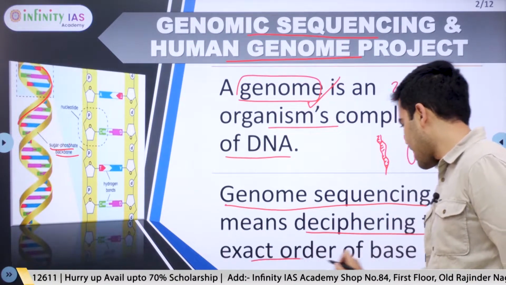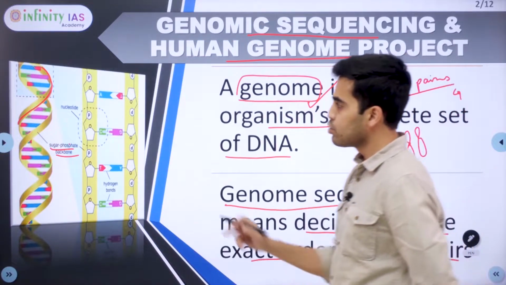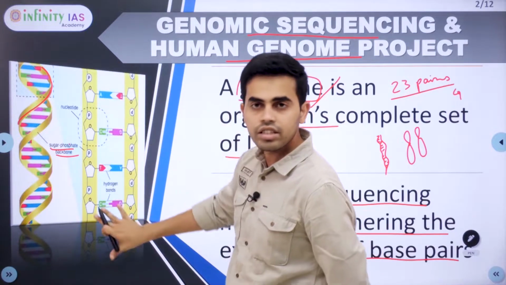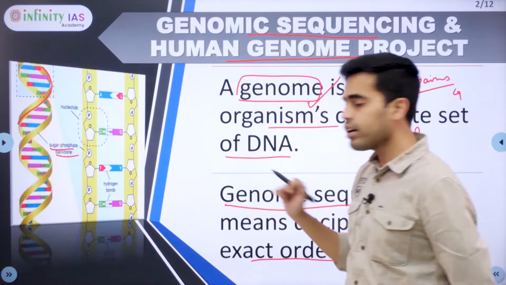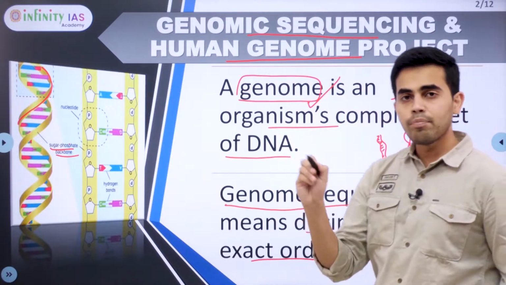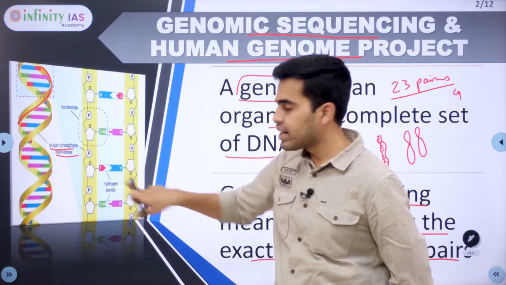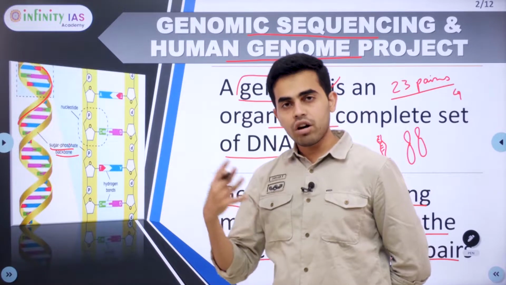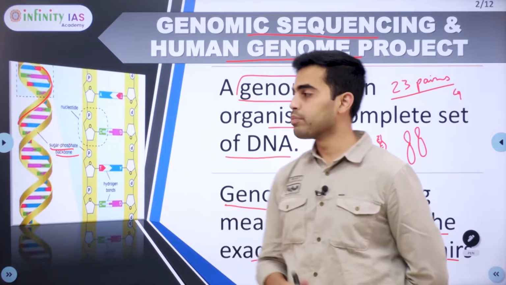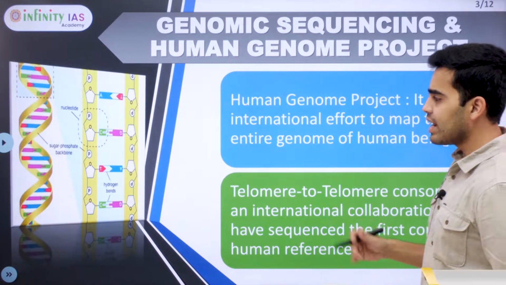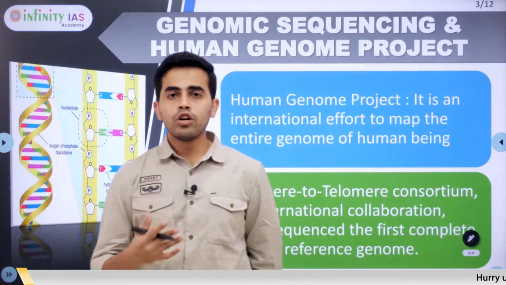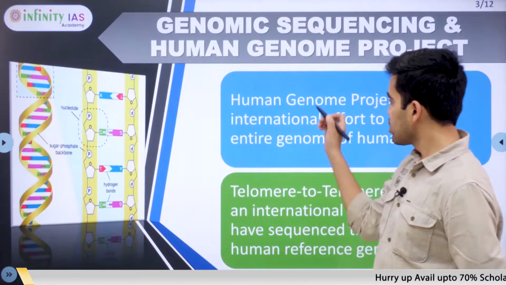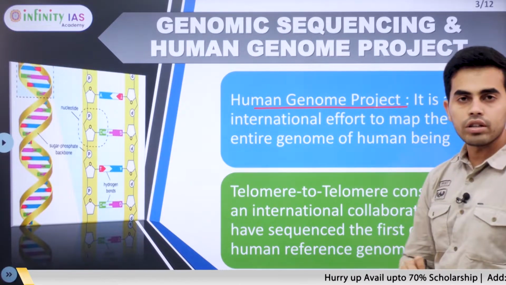Deciphering the exact order of base pairs. The exact order in which the nitrogen base pairs are arranged in the DNA molecule, we will find out via genome sequencing. This is very important because the arrangement of the nitrogen base pairs determines the protein that is produced from the gene, or the function that particular gene performs. There are a lot of projects that have been done to sequence the genome in a human chromosome or in a human cell. We will start with the Human Genome Project.